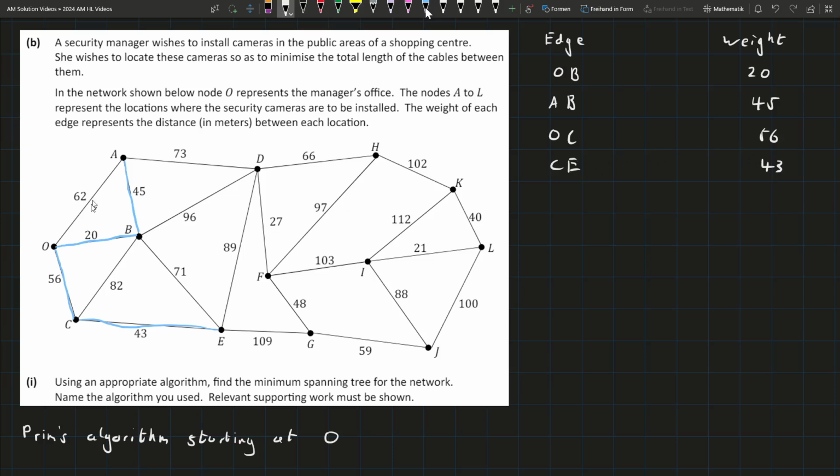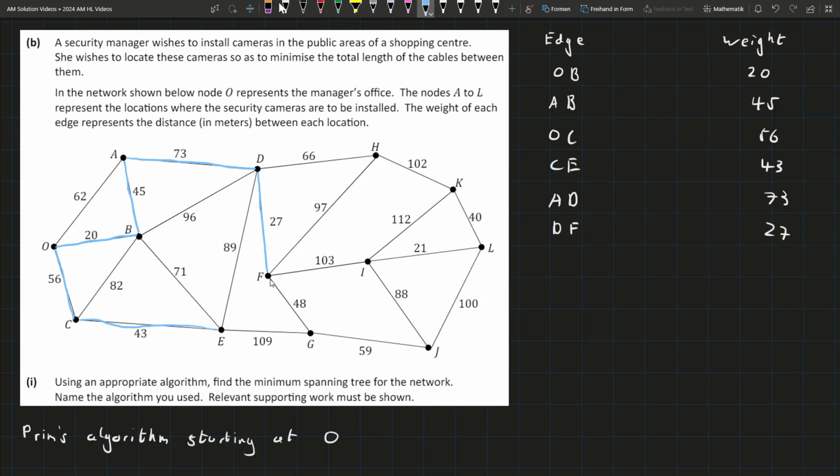Next smallest one, 62, would create a cycle, as you can see. So we're going to skip that. Then 71, that also creates a cycle, so we'll skip that. So next smallest is 73, which is AD. So AD, which is 73. And then the next smallest is DF with 27. So I'll write down DF, 27.